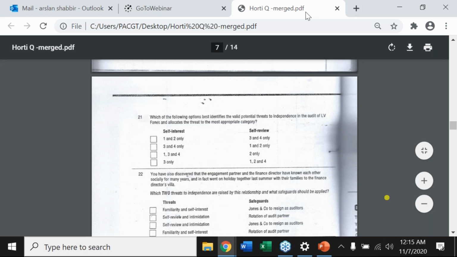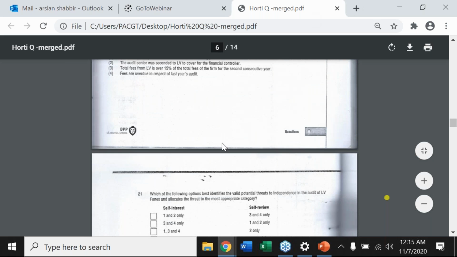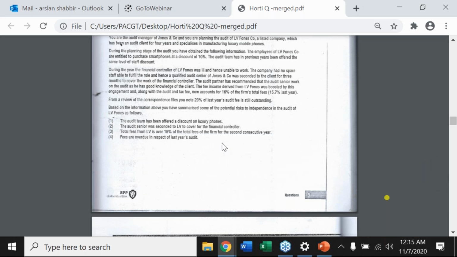Now I will tell you one thing here. The audit team has been offered a discount on luxury phones. Luxury phones means significant value phones. So the audit team has its own level and the audit partner has its own level. Maybe it is immaterial for the partner level, but for the audit team, this discount has a material value.